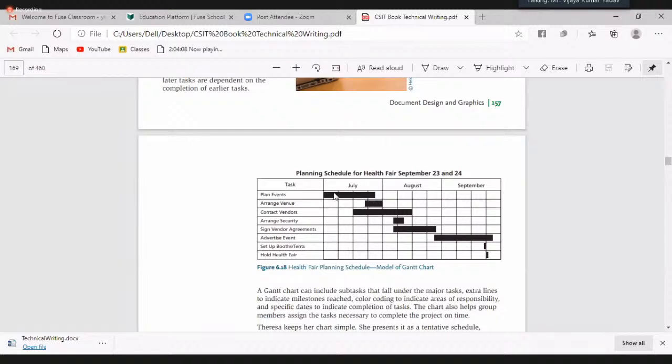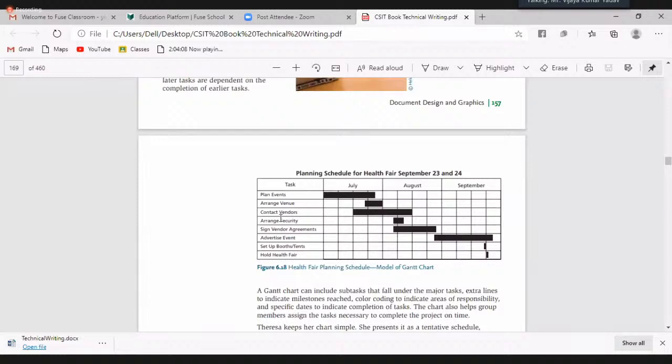So this is for planning events. It means people are going to plan events, or we will plan events. This indicates, okay, the first 3 weeks and then half of the fourth week, for planning events. Then here, arrange venue. For arranging venue, what do you find? The whole fourth week, and then a little bit from the third week.